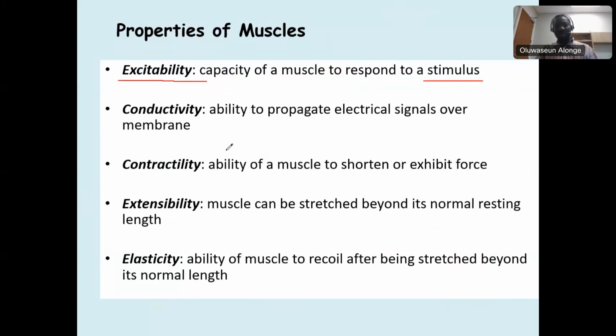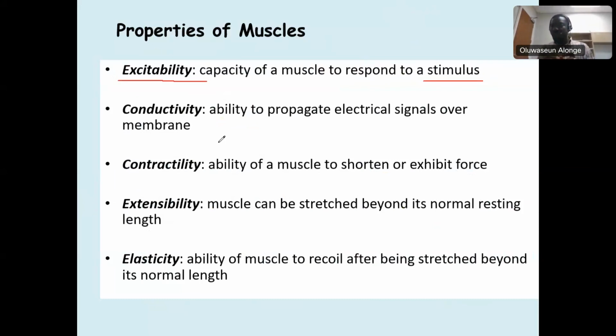Conductivity is the ability of that muscle that has received the stimulus to spread the stimulus throughout the membrane. All right. At that time, I'll be talking about action potential, which we'll be discussing later. So when a stimulus generates a potential for an action, the signal must be able to propagate and spread across the membrane of the muscles. We'll be talking about that.